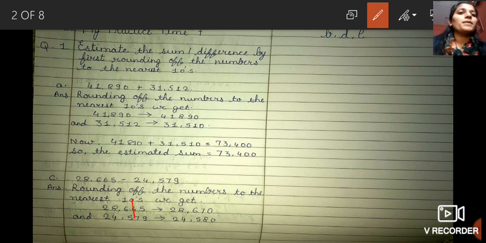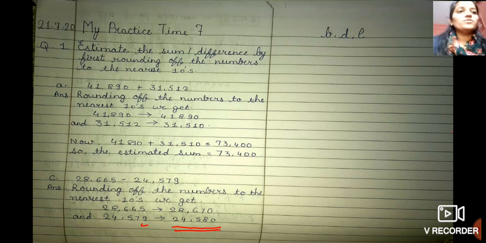So 6 became 7 over here. That's why 28,670. Okay, next number, 24,579 became 24,580. Why? Because here also the ones place is 9, which is more than 5. So we have to add one number in the tens place, and that's why it became 24,580. Okay, now we are going to estimate the difference.